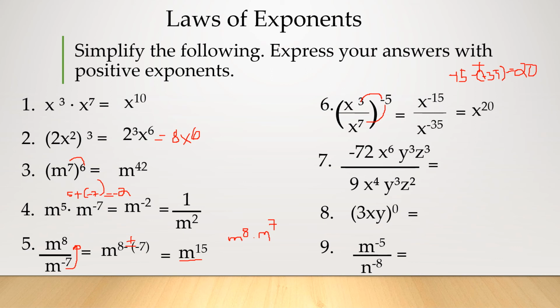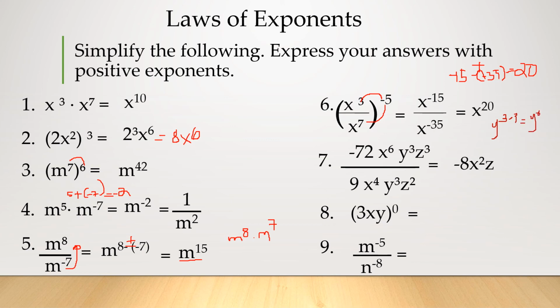Now, what about here? Okay, so we are dividing here. So we can simplify this by applying the quotient rule. First, negative 72 divided by 9, that is negative 8. For x, we have 6 here, minus 4, that is 2. And why don't I have y here? Because I know that this is equal to 1 if I'm going to subtract, right? For y, that is 3 minus 3, and that is equal to y raised to 0.